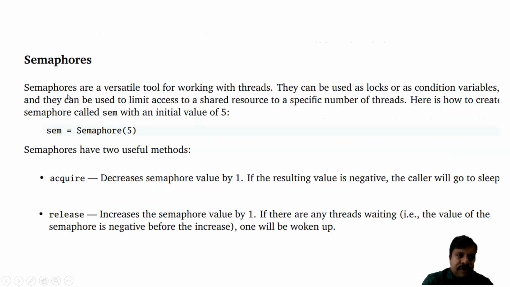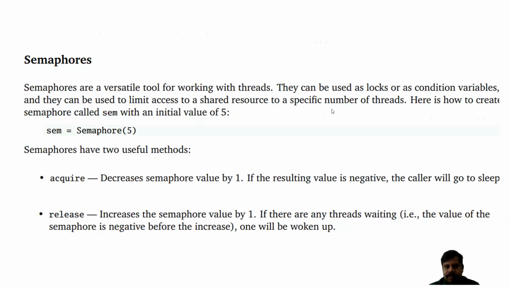And coming to one more term you can come across in Python is semaphores. Semaphores are a versatile tool for working with threads. They can be used as locks or condition variables, and they can be used to limit access to a shared resource to a specific number of threads. Because if there is one resource and all the threads are accessing that resource, then it will be problematic. The CPU might be in trouble deciding to which thread it should allocate the resource.